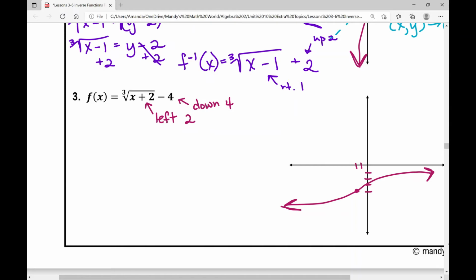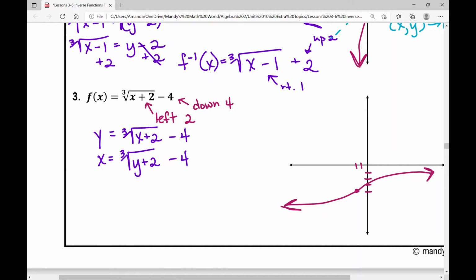What do I do first? I replace f of x with y. So I rewrite it as an equation. y equals the cube root of x plus 2, minus 4. And now I'm going to switch the x and y. x equals the cube root of y plus 2, minus 4.